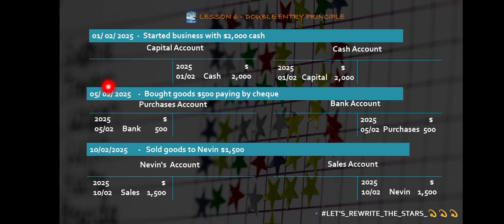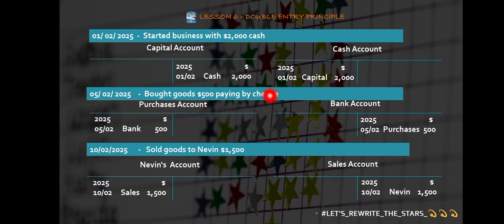Now let's look at the second transaction, which occurred on the 5th of February 2025. Here we bought goods worth $500, paying by check. When we go out to buy something, it is purchases. When we do not indicate the exact thing we went to buy, we record it under the purchases account.